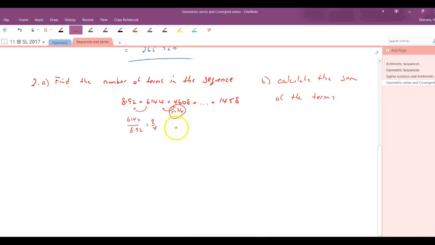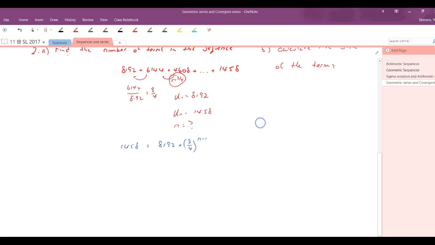We have a u1 of 8192. We have a un of 1458, and we want to know what n is. How many terms? What term is this? So we're going to use the nth term formula to determine this. So 1458 is equal to u1, 8192, times r, 3/4, to the power of n minus 1. I don't know what n is. So let's work this out.